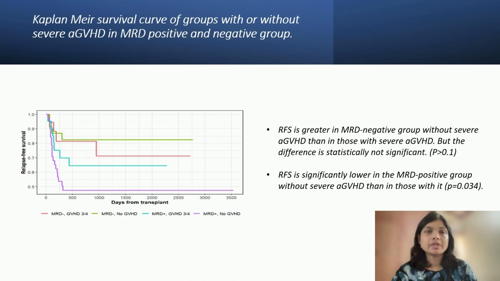What we infer from this is the relapse-free survival is greater in the MRD negative group without severe acute GVHD than in those with severe acute GVHD. However, the difference as assessed by the log rank test on Kaplan-Meier curves was not statistically significant. By comparison, the relapse-free survival is significantly lower in the MRD positive group without severe acute GVHD than in those with it, with a p-value of 0.034.